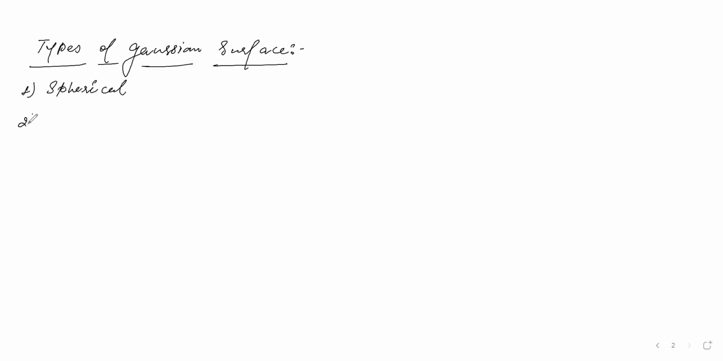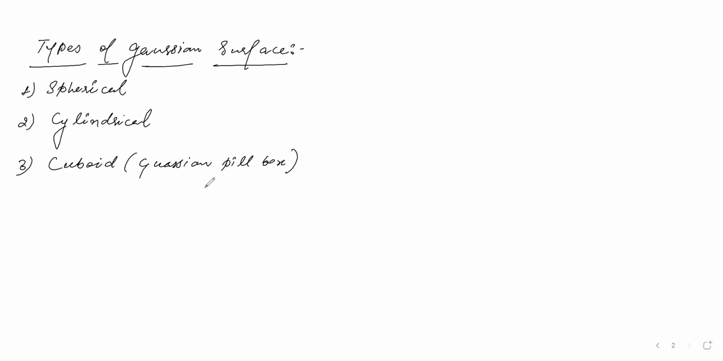Types of Gaussian surface. The first one is spherical. The second one is cylindrical. And the third one is cuboid. Cuboid is also known as Gaussian pillbox. Note it down. These are the three main types of Gaussian surface which are mainly used.